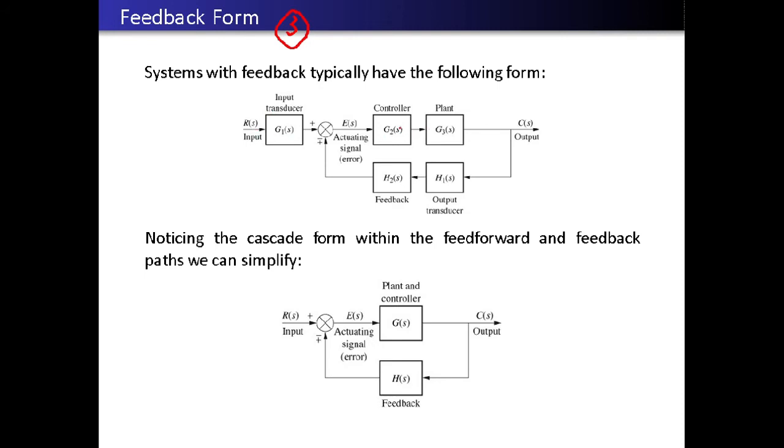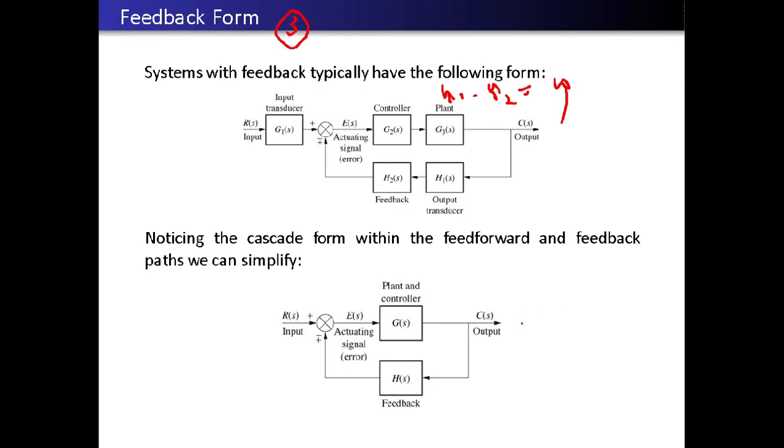So here you can see in this controller G2(s) and G3(s) are in series, so you can directly convert them into a single block by multiplying G2 into G3. Same way you can find H1 into H2, because these are in series. So here G1 multiplied by G2 is nothing but G, which we have represented right here. Same, H1 into H2 is nothing but H(s), which we have represented right here.